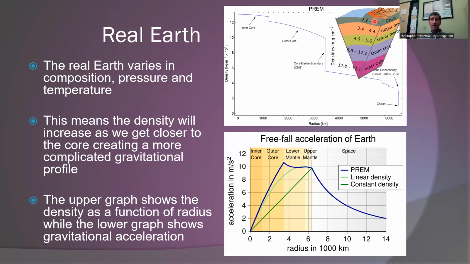lowest density. So that means we concentrate a tremendous amount of mass toward the center, especially in the core, and not as much in the outer part. And what we see is a slightly different profile.